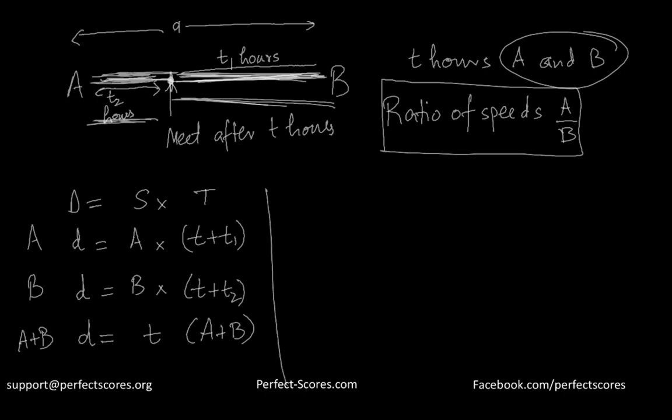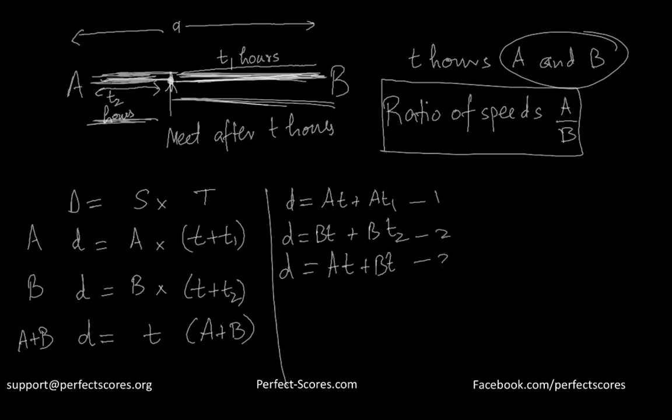So how will I find that? I have three equations, so I can set it up. I can say that all three are equal to each other. So that means D is equal to AT plus AT1, that is from equation 1. D is equal to BT plus BT2, that is from equation 2, and D is equal to AT plus BT. So this is equation 1, equation 2, and equation 3.